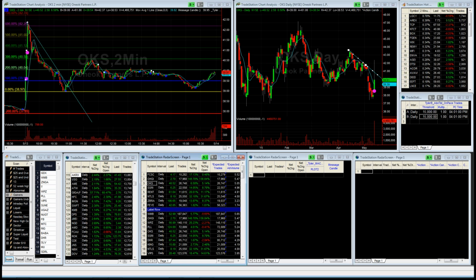OKS gave an entry signal right where my cursor is on my pullback play. This one made just about 1. For simplicity, we'll call it a 1 because I don't want the numbers to get too complicated. And so that means now we're at a loss of minus 1. Just holding until the end of the day.